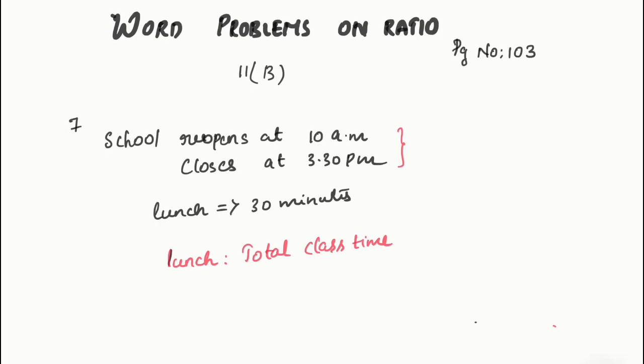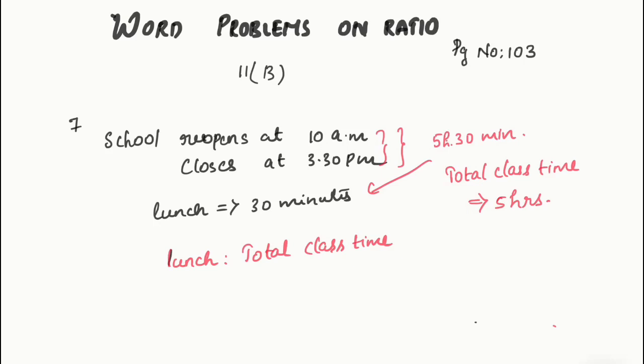That is 5.5 hours, 5 hours 30 minutes. Correct? Totally from 10 a.m. to 3:30 p.m. is 5 hours 30 minutes. In that, 30 minutes is taken for the lunch break. So, what will the total class time be? For total class time, you need to reduce this 30 minutes. So what you get? 5 hours.